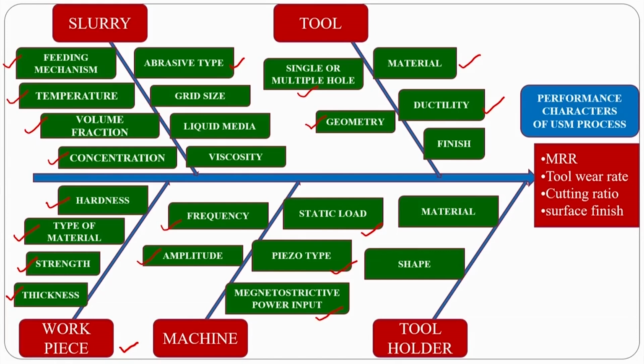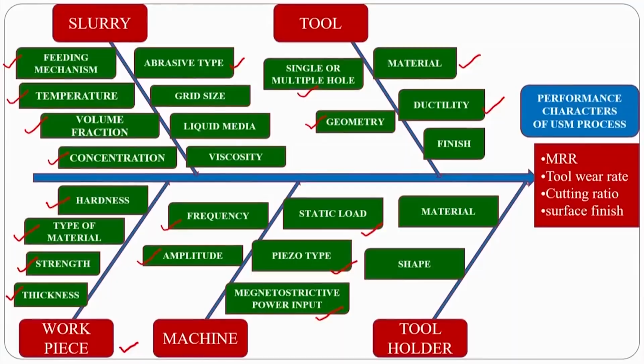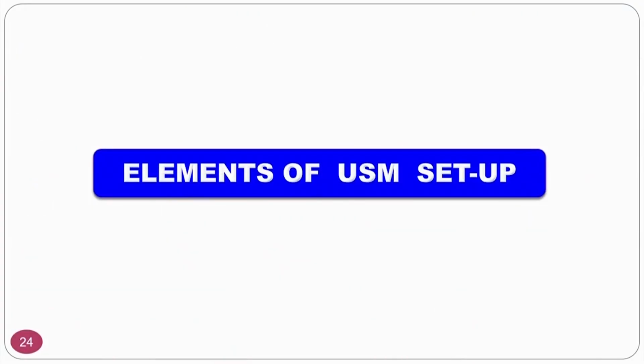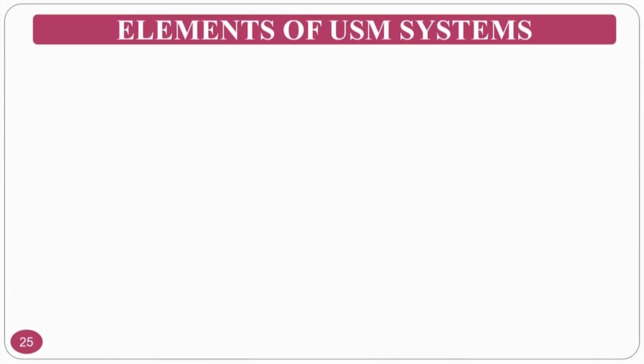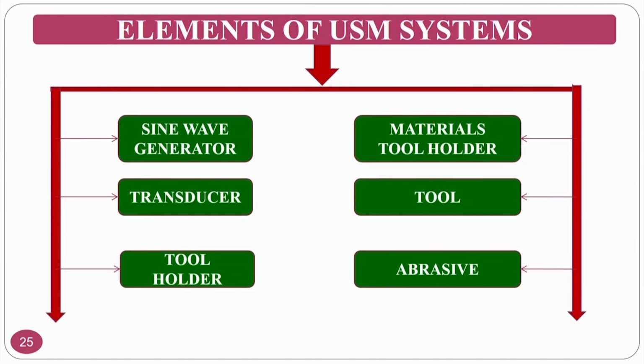If you are looking at the material removal rate, that means your main concern is to remove the material. If you are looking at the surface finish, then that means you are looking at ultrasonic surface finishing and other things. We have seen these elements mostly, but we will see individually what their functions are.